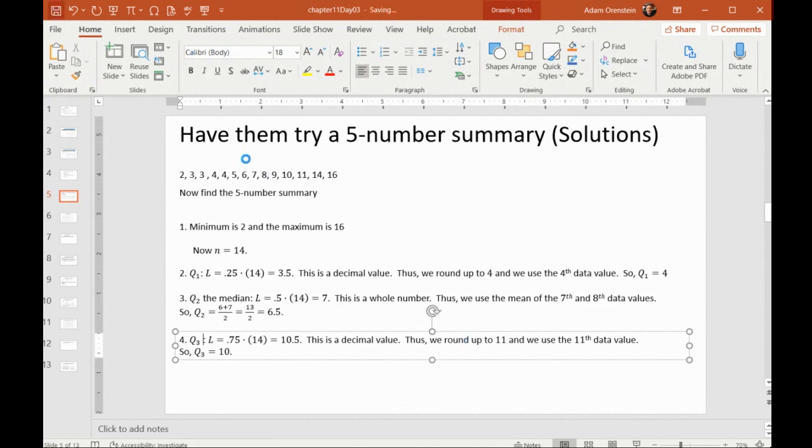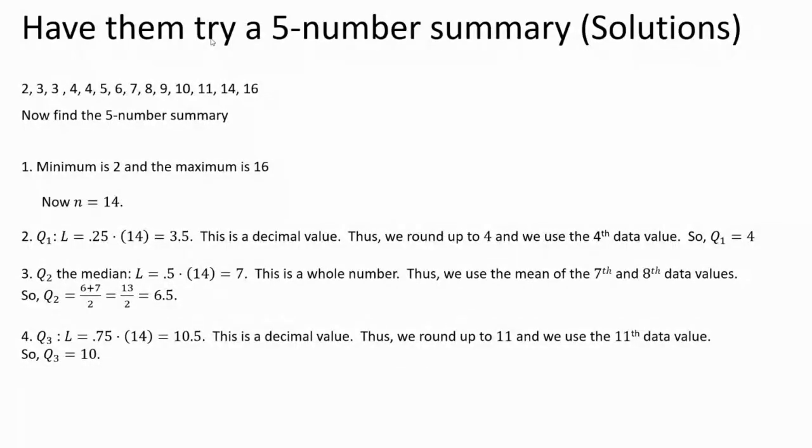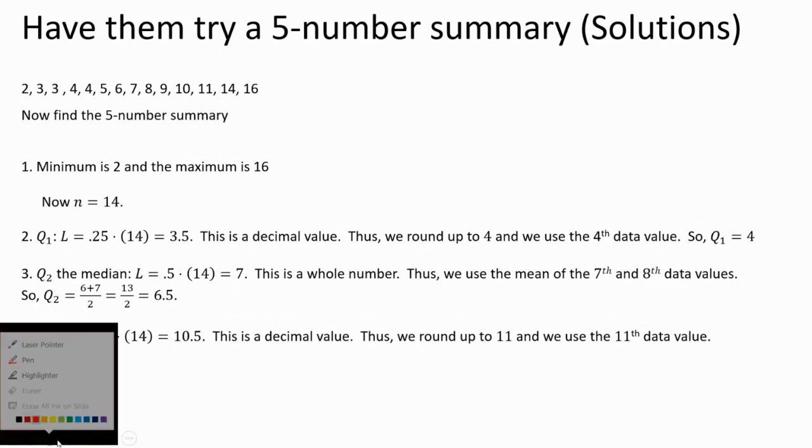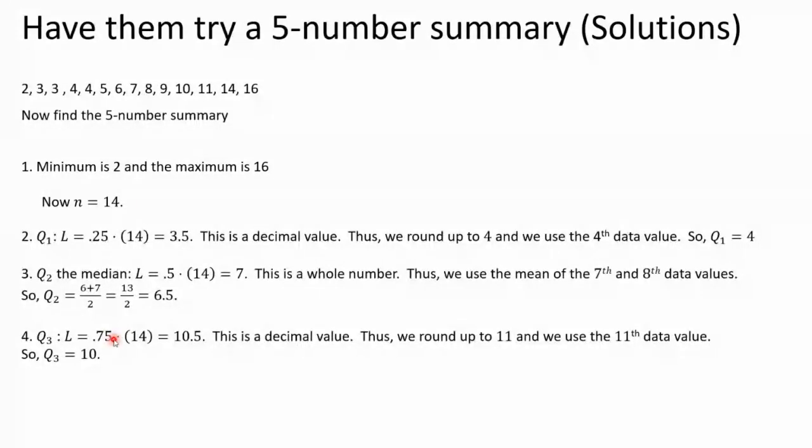So anyway, for Q3, the third quartile, you're looking at 75%, which is 0.75 times n, okay? 0.75 times n, and n is 14, so we get 0.75 times 14. If you do that in your calculator, you should get 10.5.